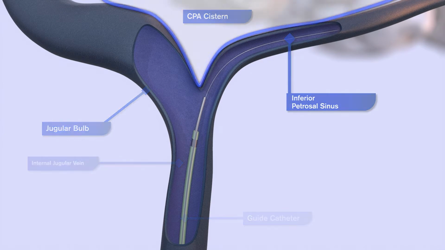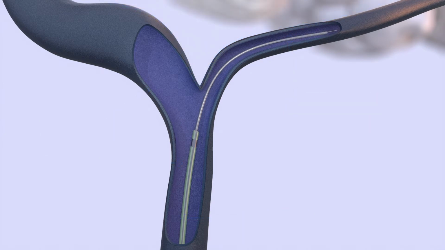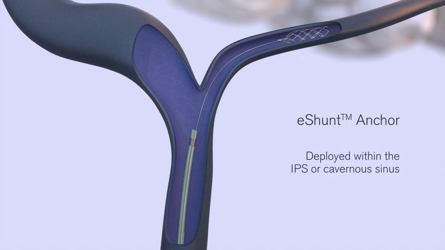Once the microcatheter is in place, the guide wire is removed and the e-shunt anchor is inserted into the microcatheter with the assistance of the anchor pusher. The operator then advances the anchor through the microcatheter. The anchor is deployed in the distal IPS or cavernous sinus, distal to the target implantation site, and the microcatheter is removed. The self-expanding anchor remains deployed within the IPS or cavernous sinus with the flat rail extending through the vasculature to the femoral venous access point.